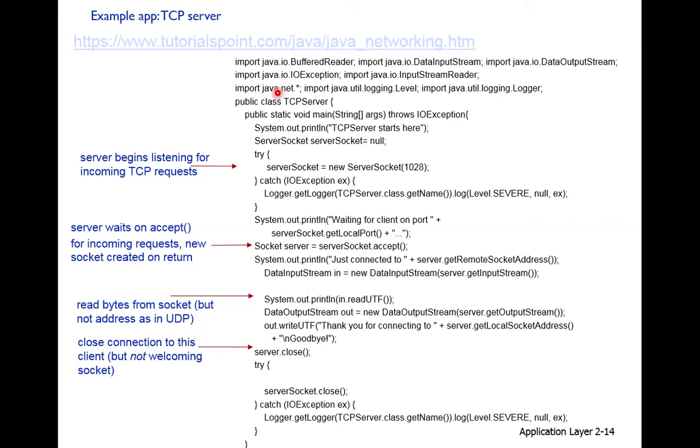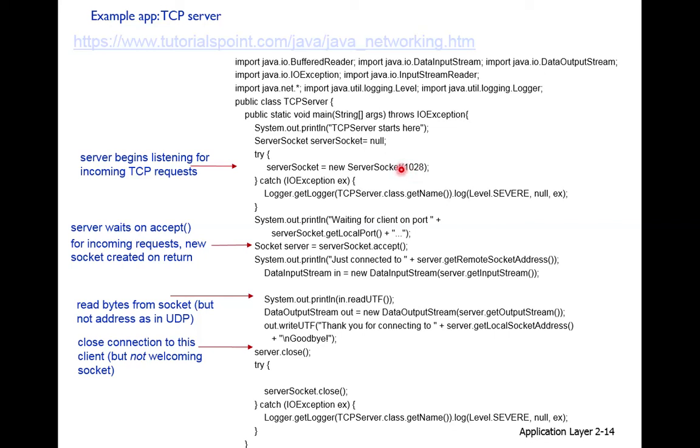This java.net import, this library, has the socket library. In the TCP server, this is a class. First of all, we have to create a server socket. For the server socket, I use port 1028, and I don't specify the IP address. So it means that it can use any IP address.